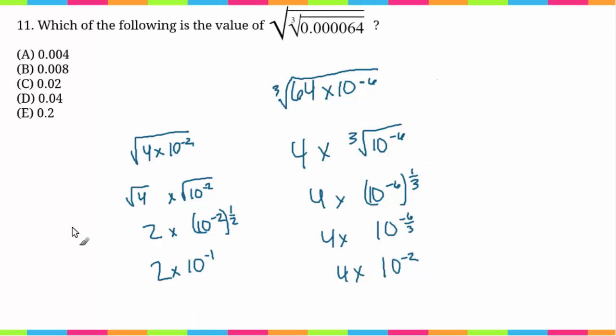Now all we have to do is convert this into decimal form because all of our answers are in decimal form. In order to do that, we have this decimal place here. This negative exponent is making it smaller, so we need to go 1 to the left. That is going to give us 0.2. So that is our final answer. Let's check out the answer choices. Yep, it is answer choice E right there.